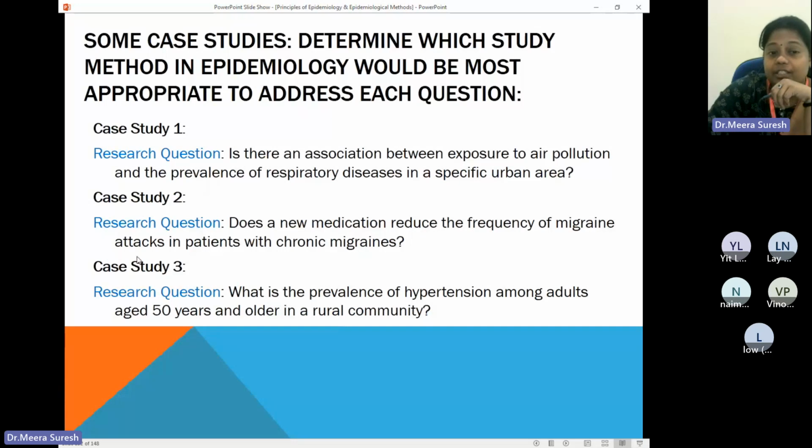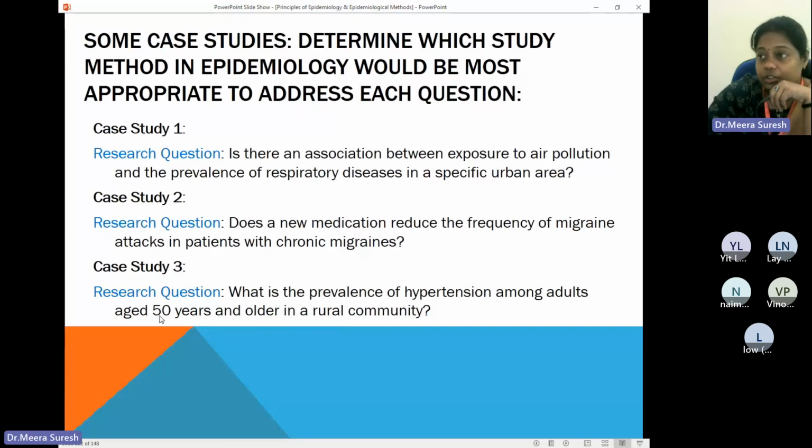So if the word prevalence was not here, obviously this question would have gone to case control study. But because the word prevalence was used here, and you should know that a case control study doesn't give a prevalence, it gives only an odds ratio. And prevalence we get by a cross-sectional study. So the answer, the study method, is cross-sectional.